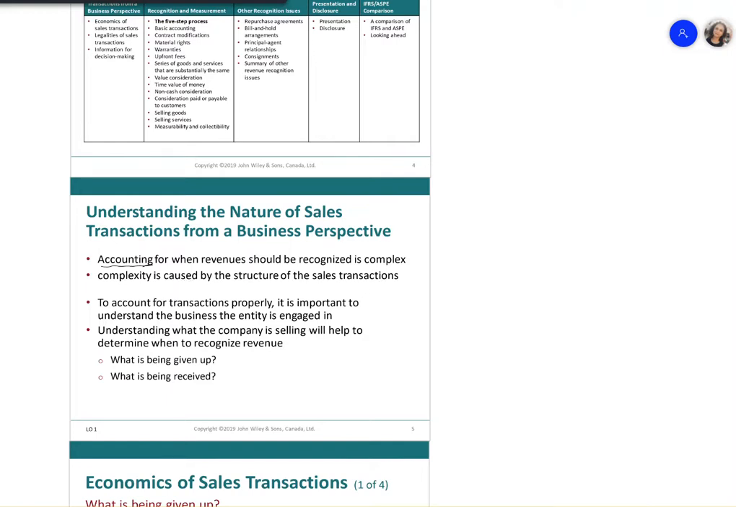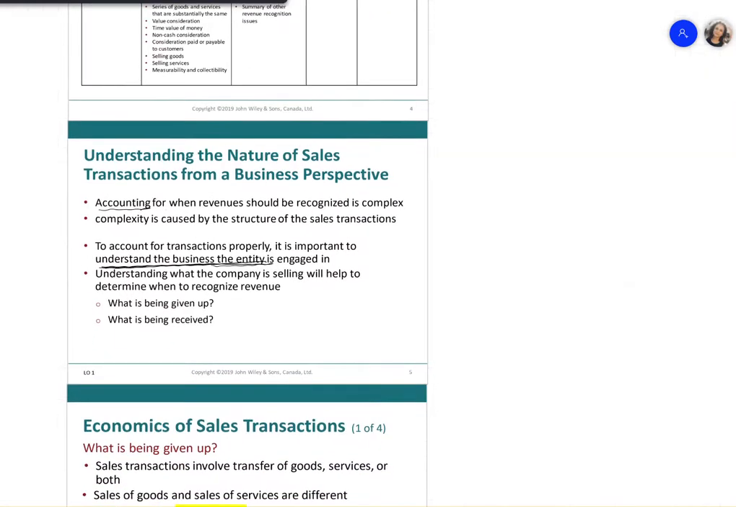So when we're recording a transaction, it is important to understand the business the entity is engaged in. It makes recording the revenue easier if we know and understand the business the entity is engaged in.